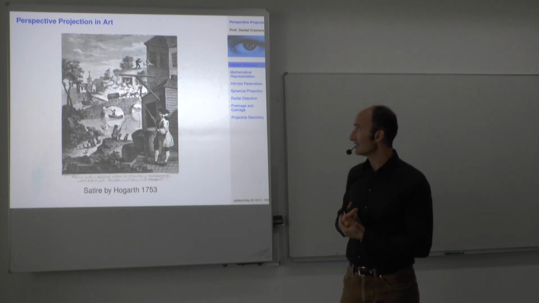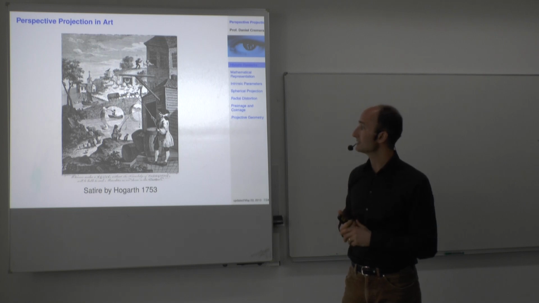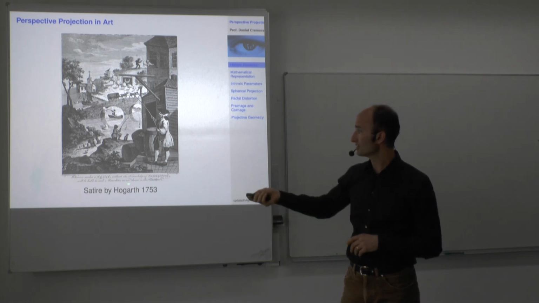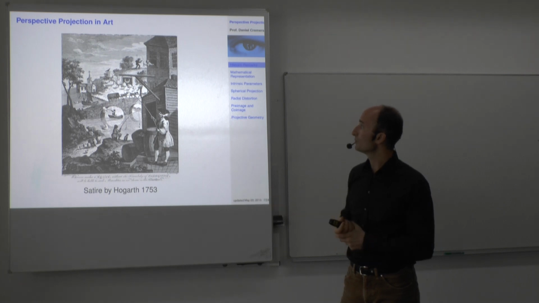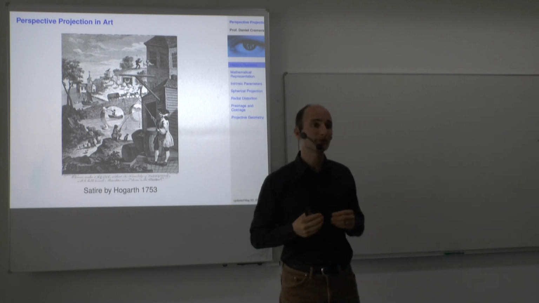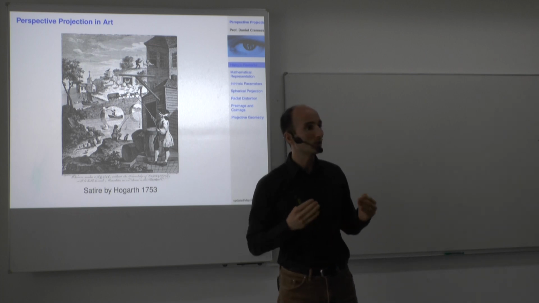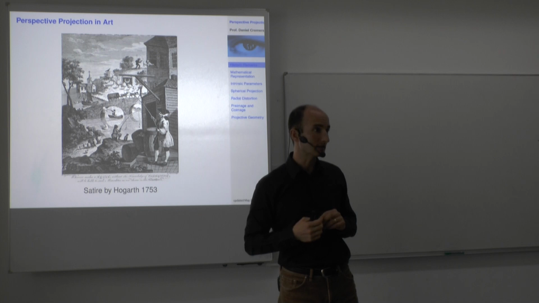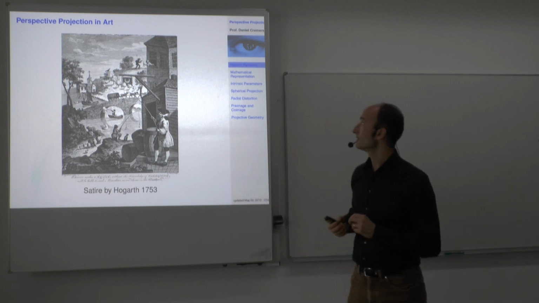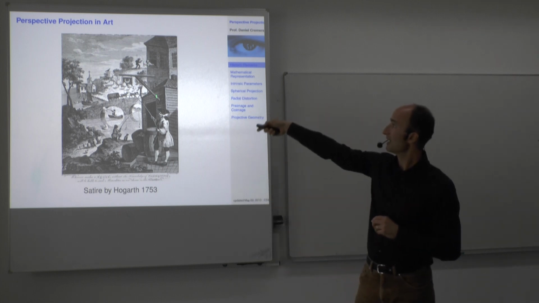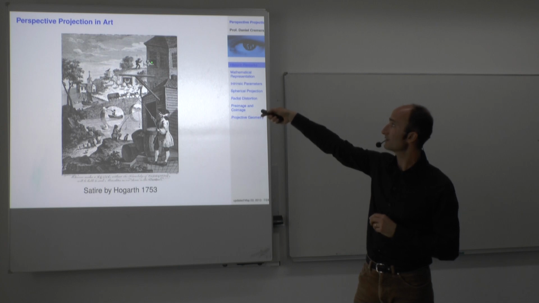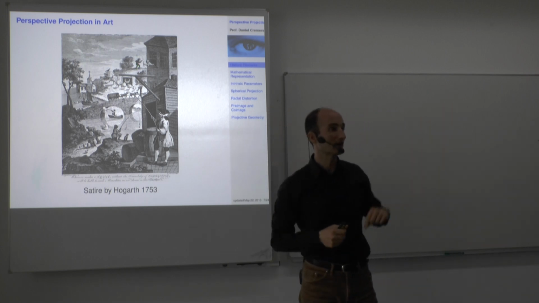This has actually been used in satire. Here's an example from the 18th century by a British artist, Hogarth. And what you see here is that he made use of the rules of perspective projection, but in a way that you get inconsistencies. For example, there's the lady up in the house. She's leaning out of the window with a candle, and she lights the pipe of that wanderer who actually is in the background.